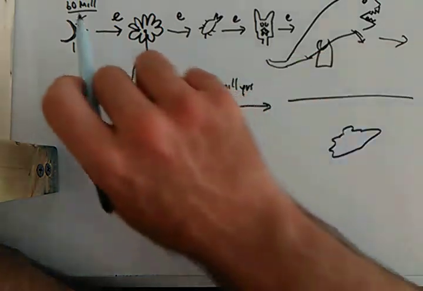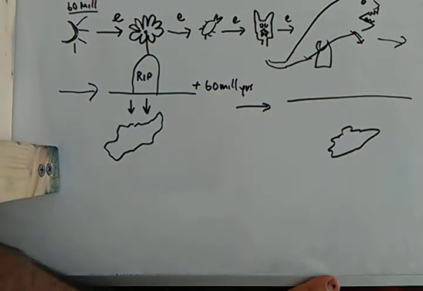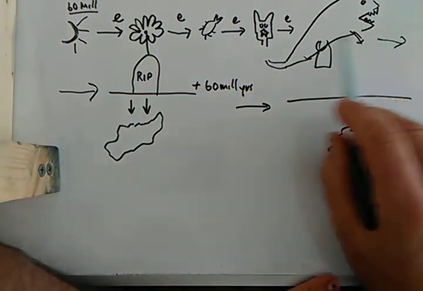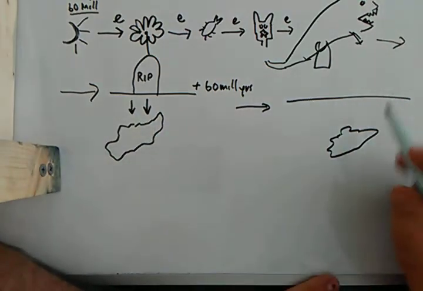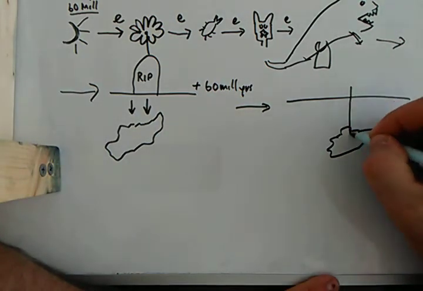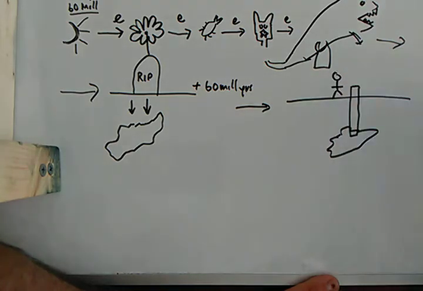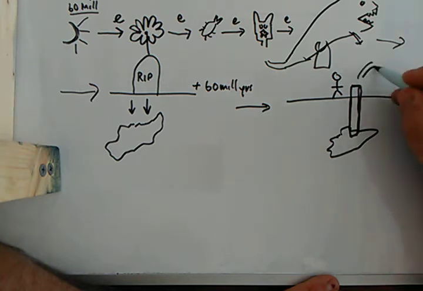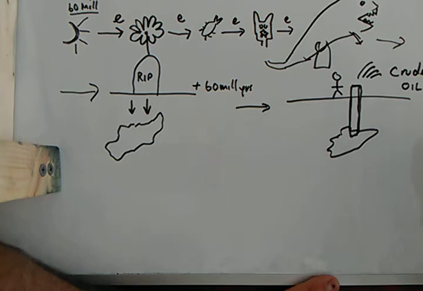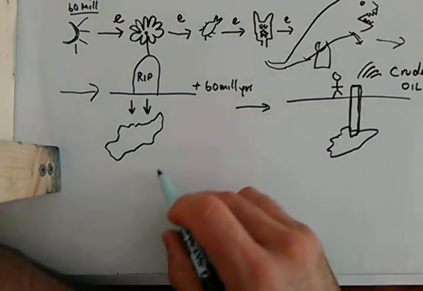I said energy is timeless. This energy came from the sun, went through its paths to the dinosaur. Dinosaur died. And now someone comes along, a person comes along and digs into the earth, and out comes some pretty impressive, cool stuff. And out comes crude oil.